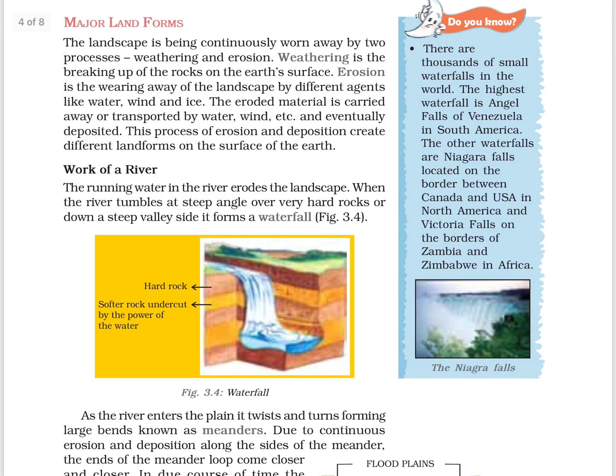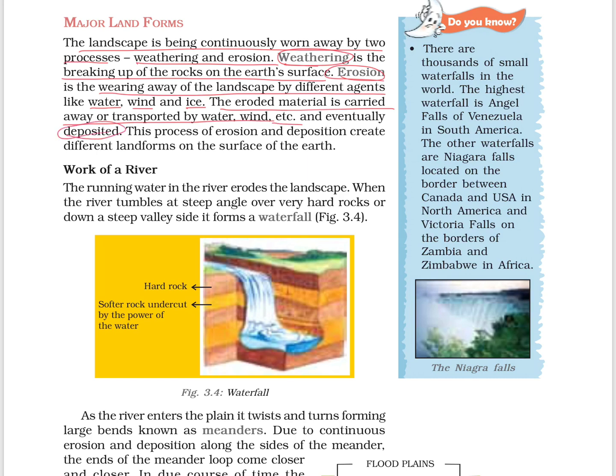Next we have major landforms. So the landscape is being continuously worn away by two processes, weathering and erosion. So what is weathering? Weathering is the breaking up of the rocks on the earth's surface. So what is erosion? Erosion is the wearing away of the landscape by different agents like water, wind and ice. Eroded material is carried away or transported by water, wind, etc.